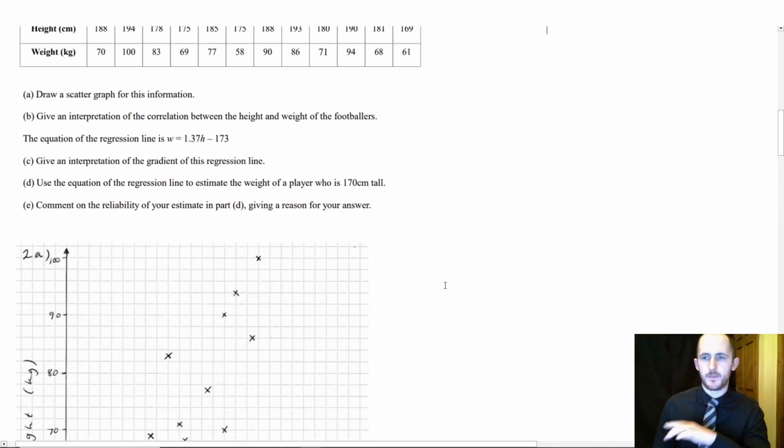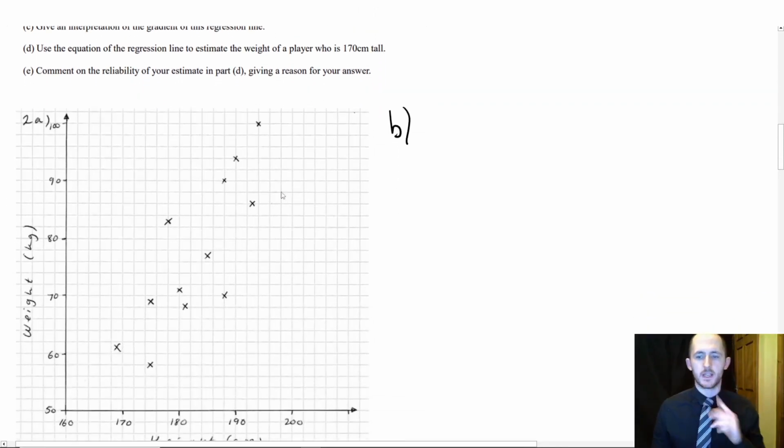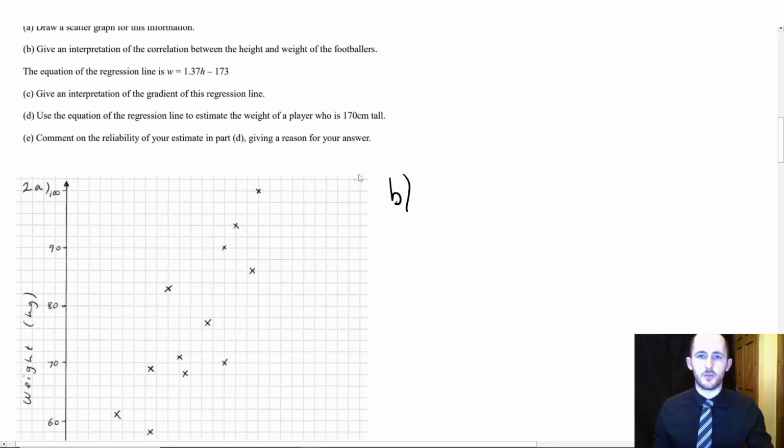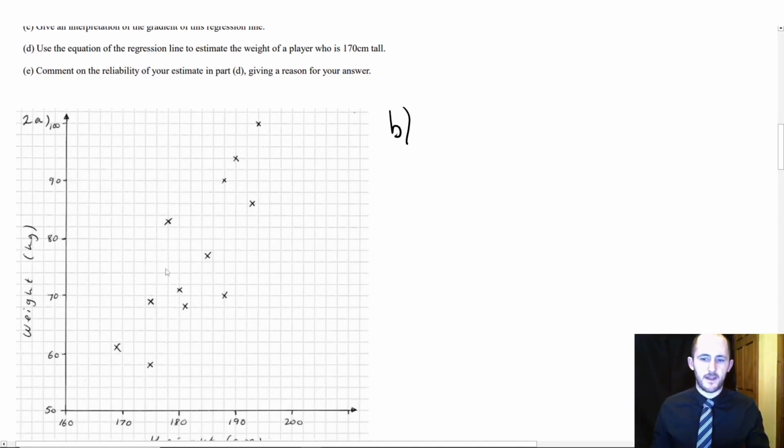Now for part B, it says, give an interpretation of the correlation between the height and weight of the footballers. If I have a look at this, as height increases, so does the weight, right? It seems like a very positive correlation. So when they say give an interpretation, all you're going to say is what does it mean, the fact that these increase? Well, all you have to do is literally write out what it says.